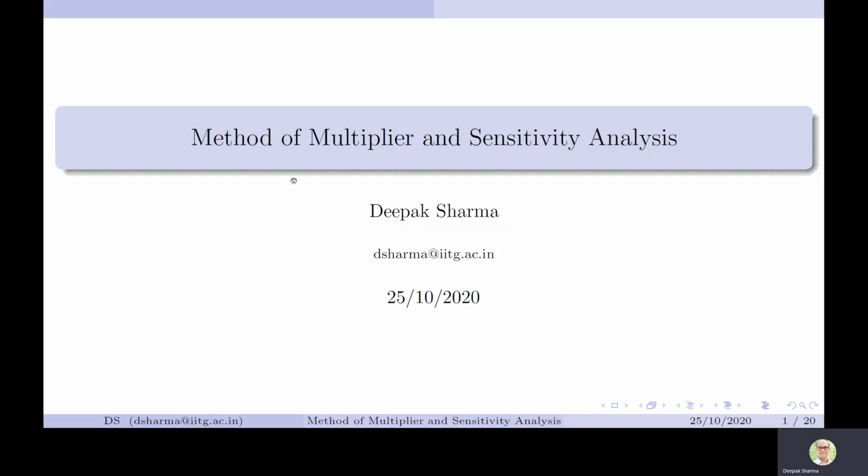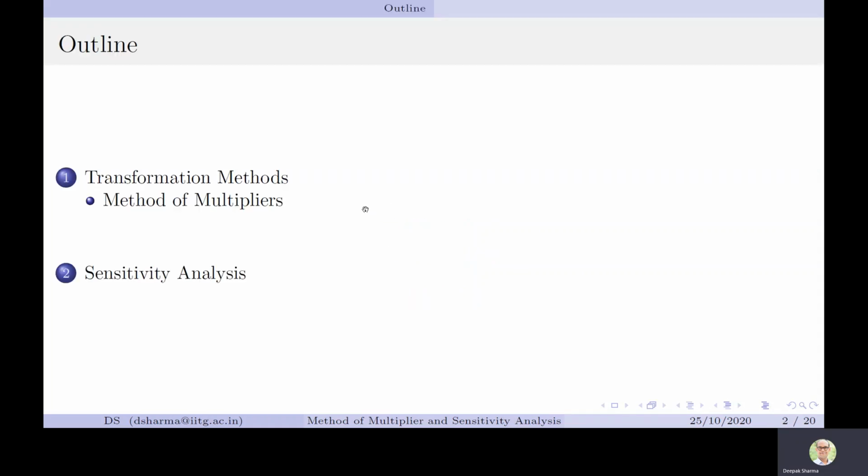We will now start method of multiplier and the sensitivity analysis. So these two topics we will be covered in this particular lecture.